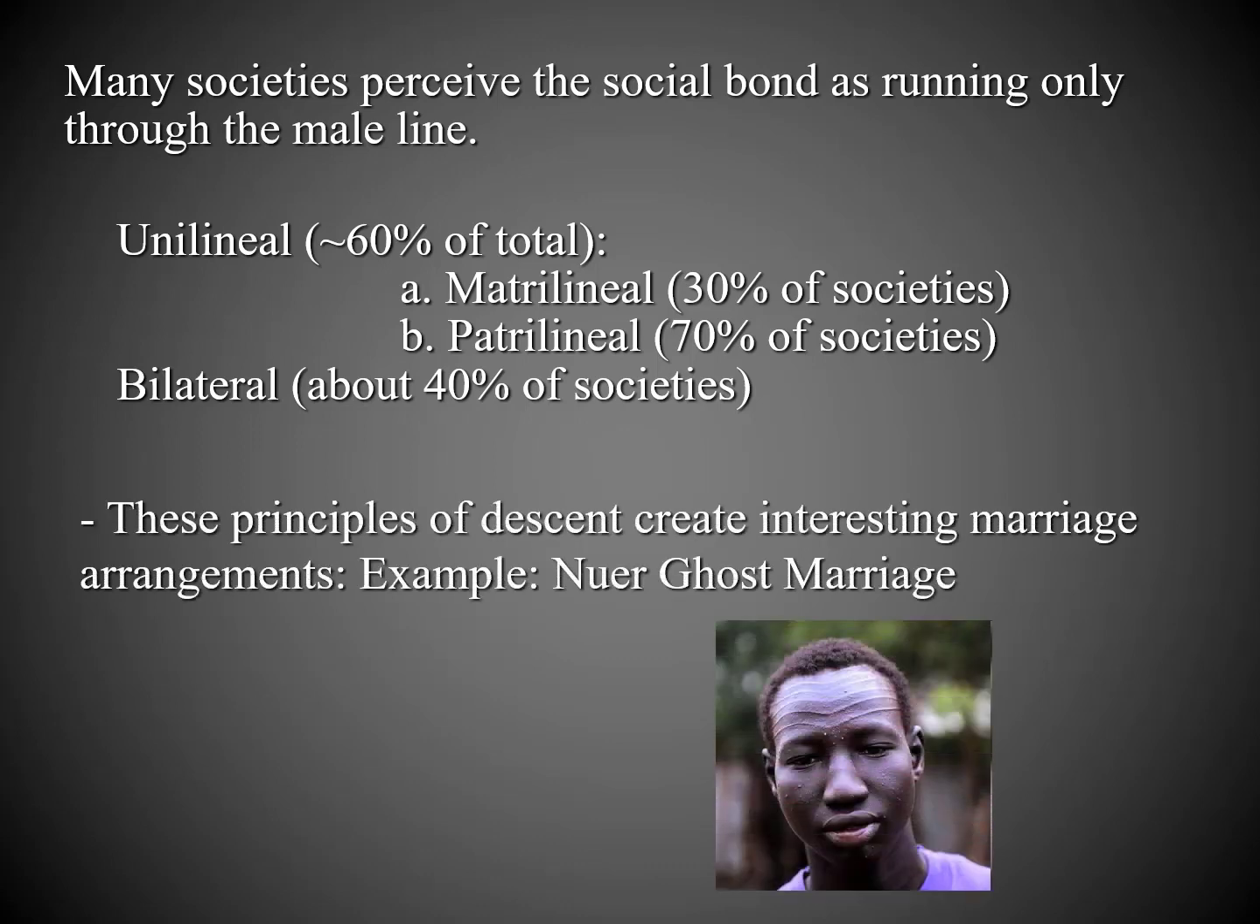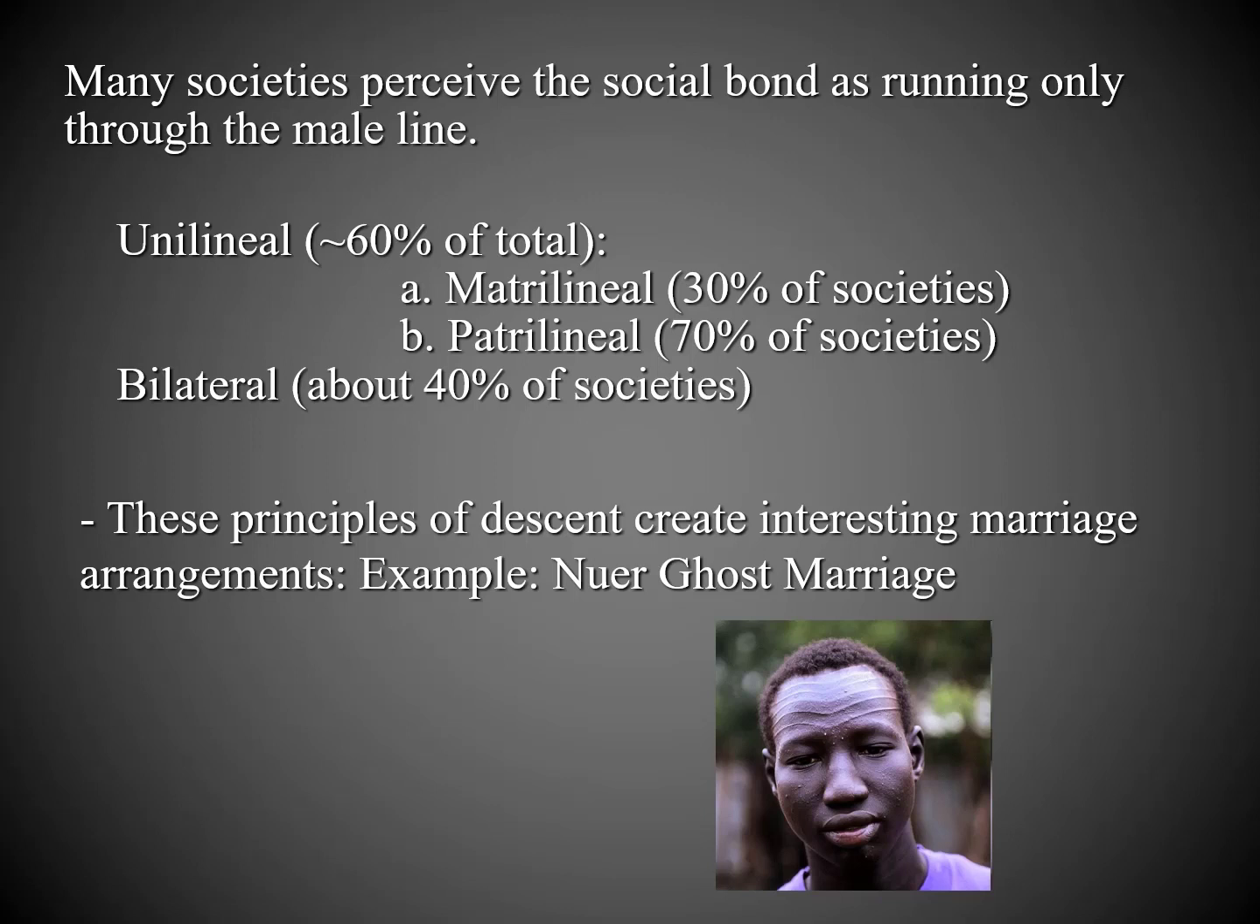So, these principles of descent create extremely interesting marriage arrangements. And that is where we're headed for the second half of this lecture. That'll sort of wrap things up for kinship. Now let's go ahead and get into marriage. Understanding the kinship system is really important for understanding why we see very interesting marriage patterns. The example I want to start with comes from the Nuer.